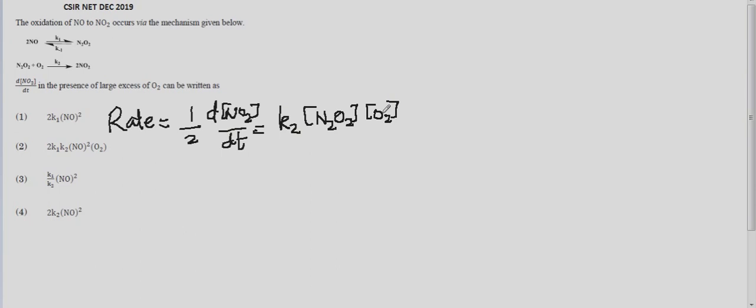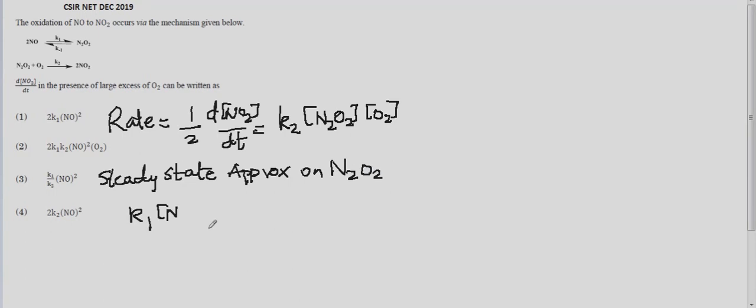So what we have to calculate is the concentration of N2O2, because it's a short-lived intermediate that is formed in step 1 and disintegrates in the reverse of step 1 and also in step 2. So we are going to apply the steady state approximation, abbreviated as SSA, on N2O2.